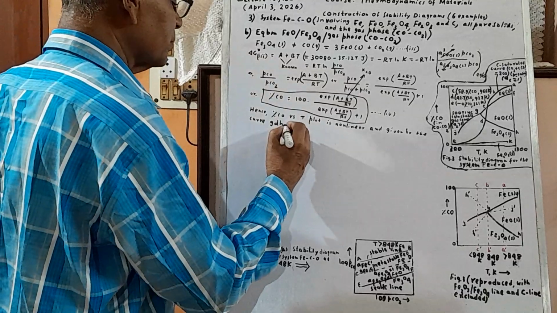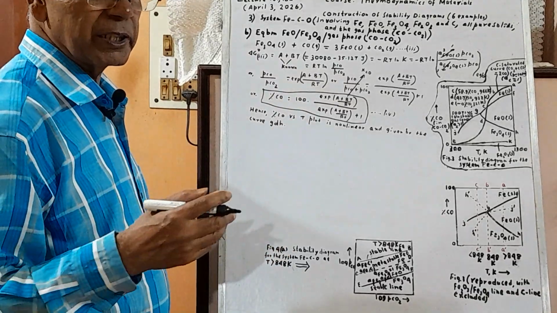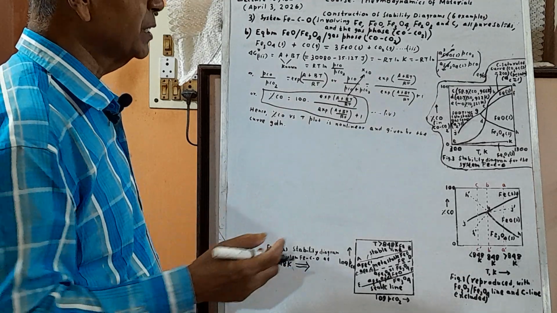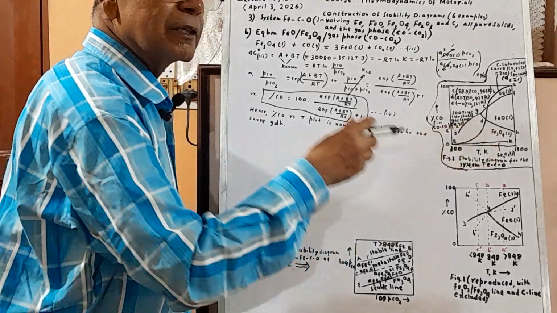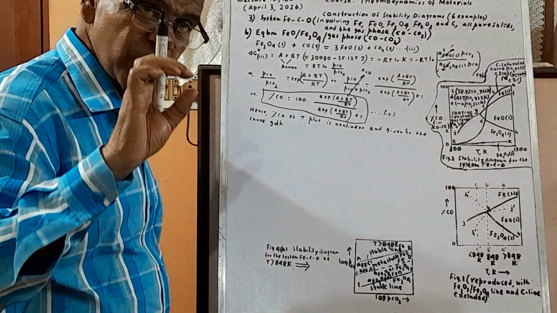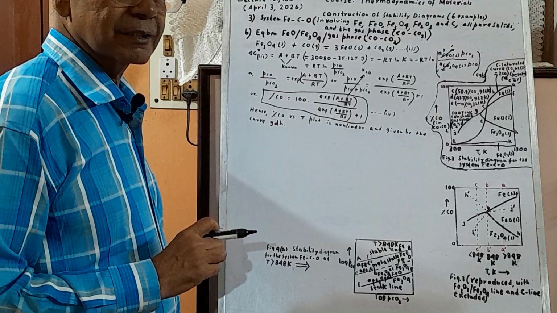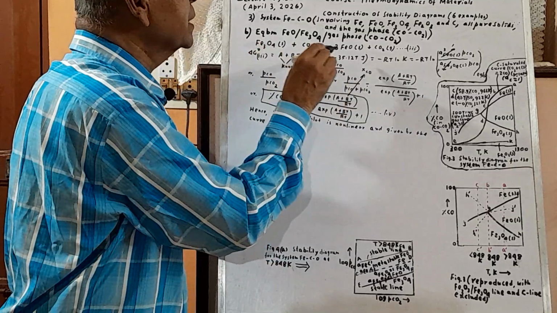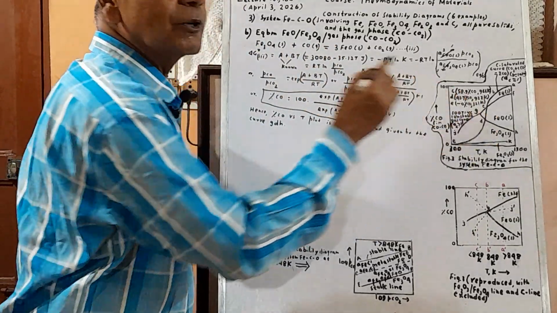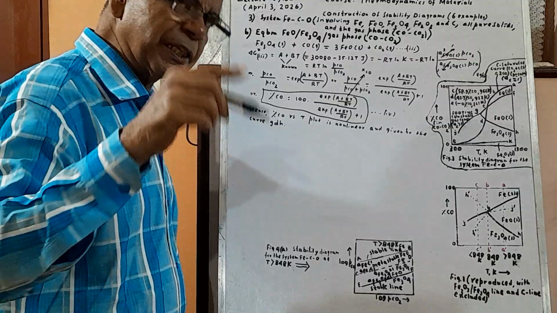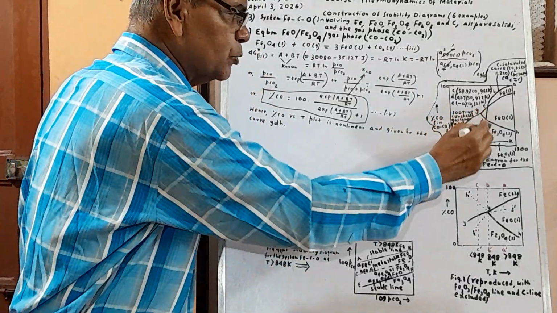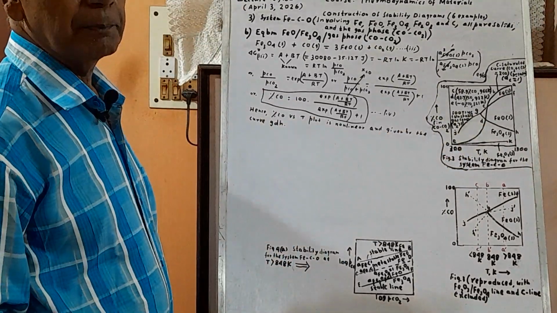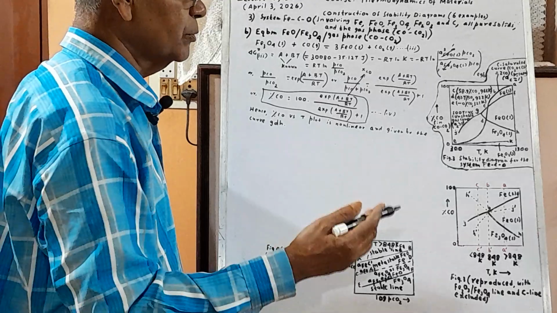Along the curve, what is the meaning of this? You are supposed to be expert in this. Along the curve, both solids coexist. Above the curve, when percentage CO increases, FeO alone is stable with the gas phase. Below the curve, Fe3O4, the other one, is stable.